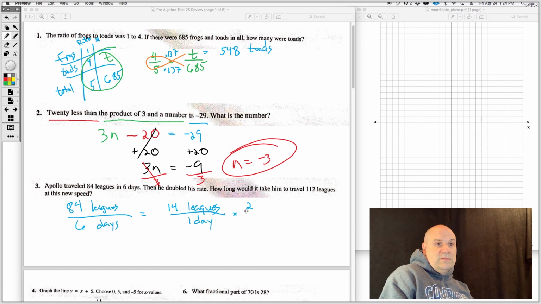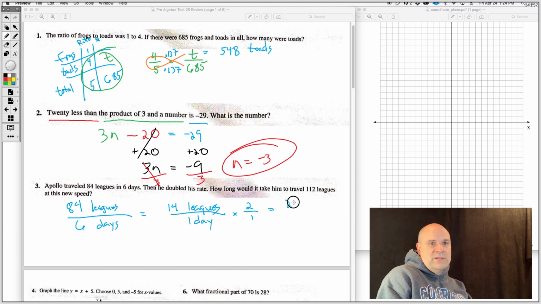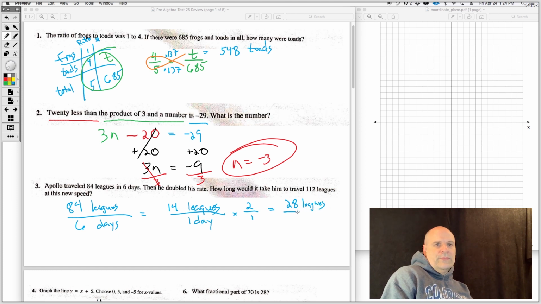Do not multiply the top and the bottom by 2. Some of you did this on a previous test. Don't do it. You're just doubling how many leagues per day he can travel, which makes sense because if you double both, 28 leagues in 2 days is the same thing as 14 leagues in 1 day. Okay? So 28 leagues in 1 day. That's our new rate, okay?